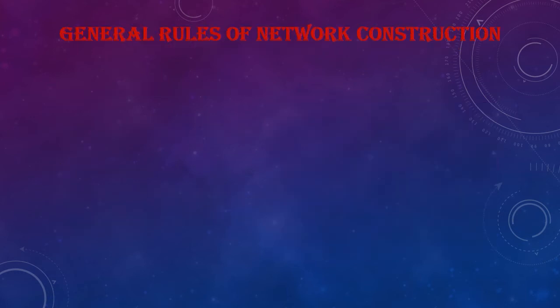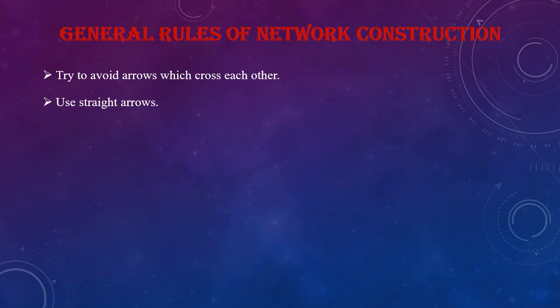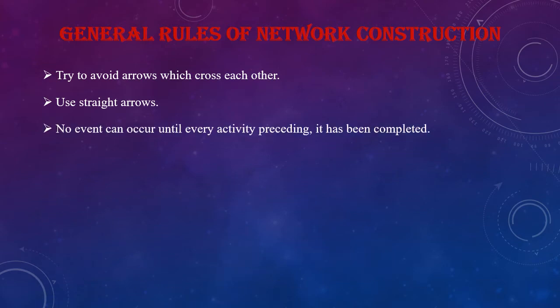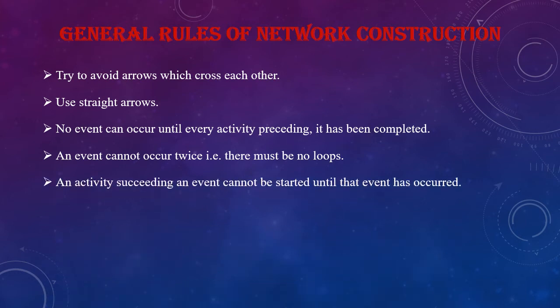The general rules for constructing a network. Try to avoid arrows which cross each other. Use straight arrows only. No event can occur until every activity preceding it has been completed. An event cannot occur twice, that is, there must not be any loops. An activity succeeding an event cannot be started until that event has occurred.